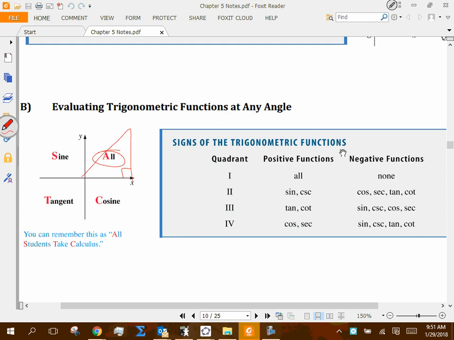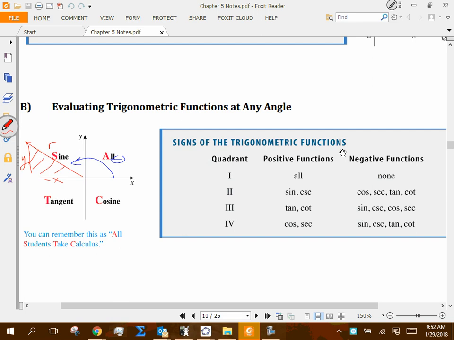Now, if my terminal ray ever ends in the second quadrant, meaning we're interested in that angle right there, that's theta. So we're going to look at that triangle right there. Because my terminal ray ends in that quadrant, my x value would be negative, my y value would be positive, and my r value would be positive.